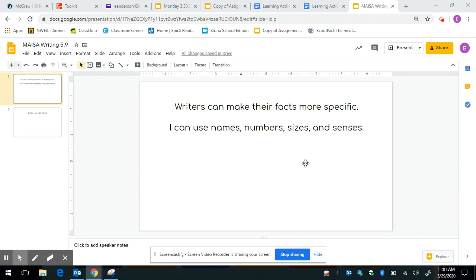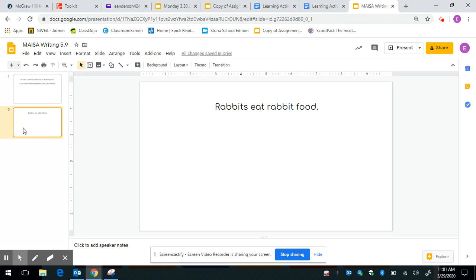So we're going to look at some facts, and remember, facts are something you know to be true because you have seen, heard, or read about it. This is not our opinion. This is a fact. So here's a fact, and this is true. Rabbits eat rabbit food, but that doesn't sound very specific.